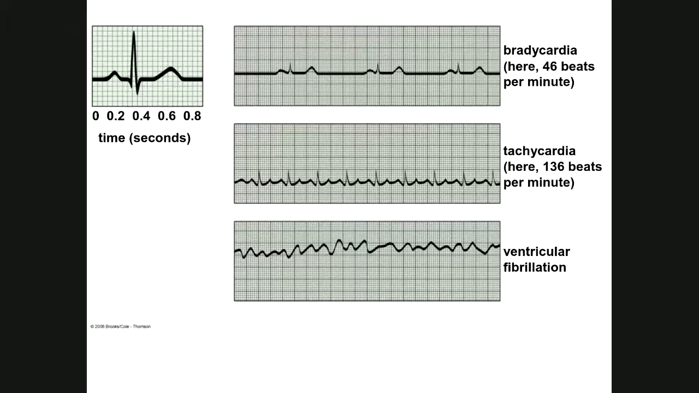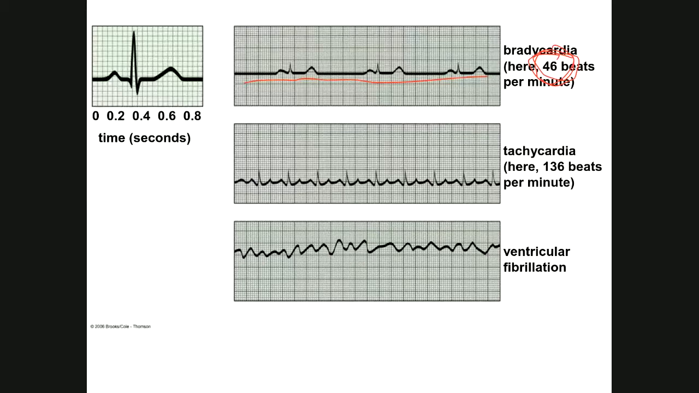But when you look at it, it doesn't always look like this. This is a normal one. But look at this one. It's still normal looking. Look, there's P, QRS, and T. And then pause, P, QRS, and then T. But look how few times it's happening per minute. If we were to count them, this person's heart rate is 46 beats a minute.